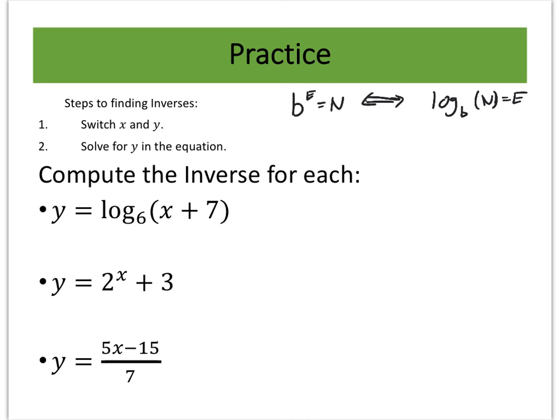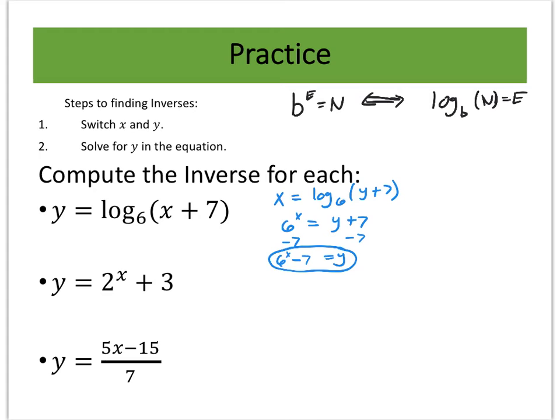So I want to switch the x and the y. x equals log base 6 of y plus 7. And then I'm going to convert. So I've got 6 to the power of x equals y plus 7, and I'm solving for y. So subtract 7 from both sides. So it's 6 to the power of x minus 7 equals y. And that's your answer. That's your inverse function.